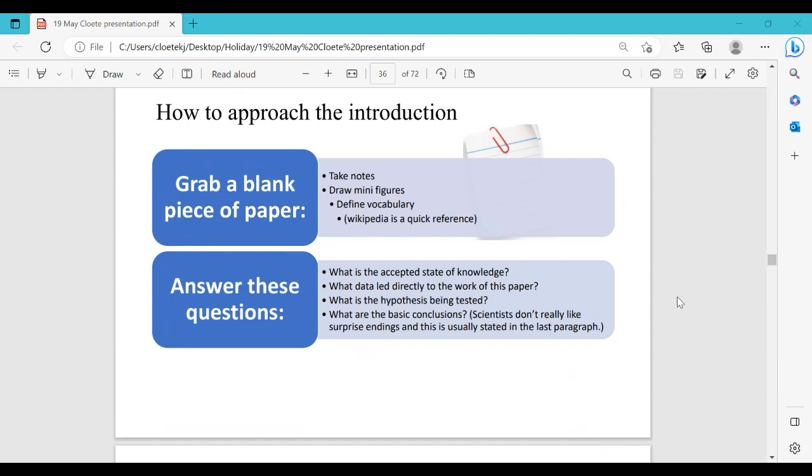What do you want to get out of the introduction? By reading the introduction, you will understand what is the state of knowledge in this field. What data led to the work of this paper? What is the hypothesis being tested, and what are the basic conclusions? Sometimes scientists, it depends really on the journal and the authors, like the punchline right at the beginning, already in the introduction.